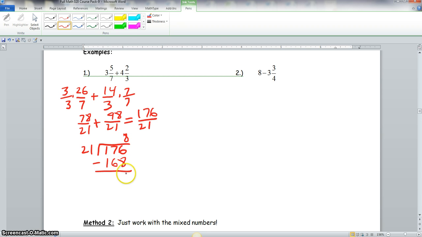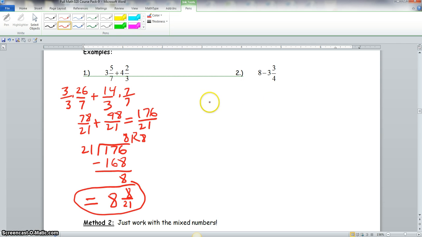176 minus 168 is 8. So we have a remainder of 8. So now our final answer, we know 8 will be our whole number. Our denominator would still be 21, and our numerator would be 8, which is the remainder. So this is our final answer. It'll be 8 and 8 over 21.